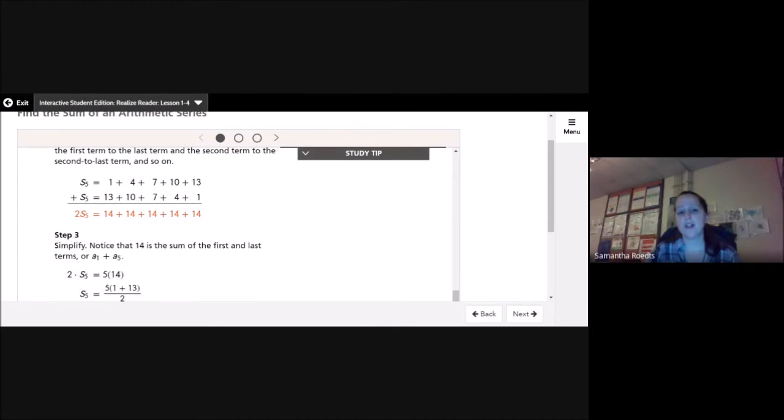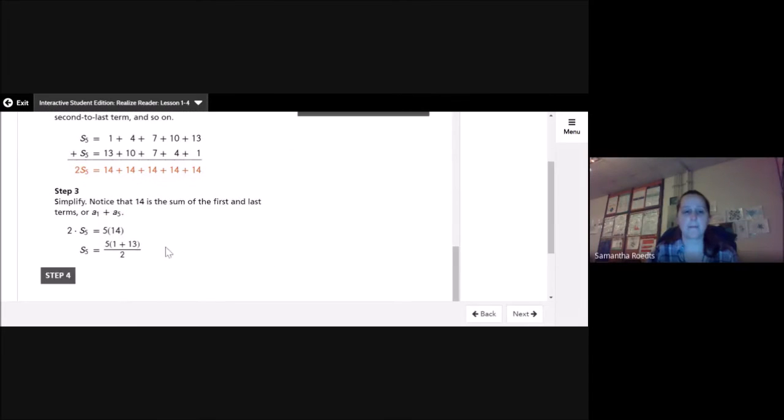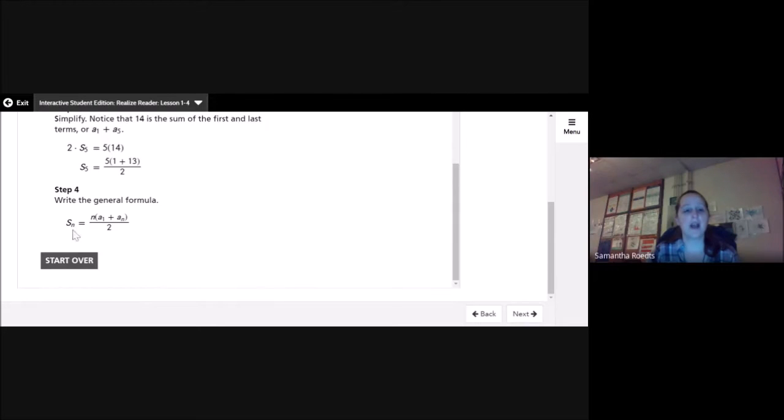Simplify. Notice that 14 is the sum of the first and last terms, or a sub 1 plus a sub 5. 2 times S sub 5 equals 5 times 14, or 5 times 1 plus 13. Writing a general formula, I have S sub n equals n times a sub 1 plus a sub n, over 2.